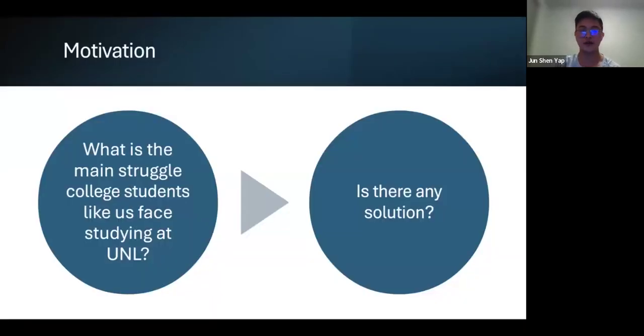And the motivation for our project was we were thinking for a project idea, we thought what was the main struggle for college students like us, and what problems do we face while studying at the UNL? Specifically for international students like us, our main problem is transport. We can't get around the school very easily and cost effectively. So we thought, is there any solution to this problem? And so we came up with the light rail transit.